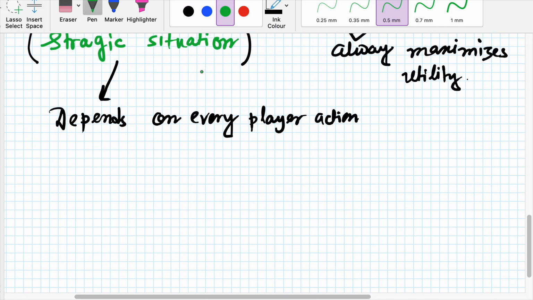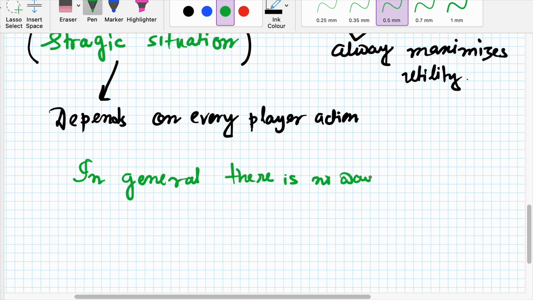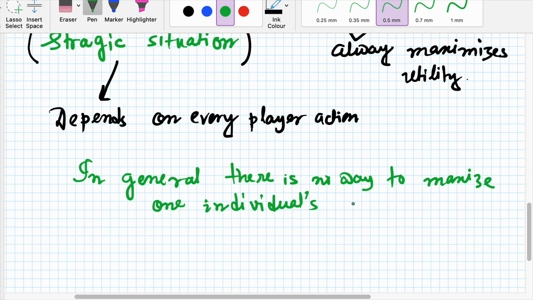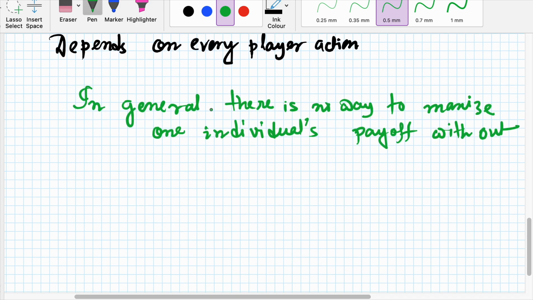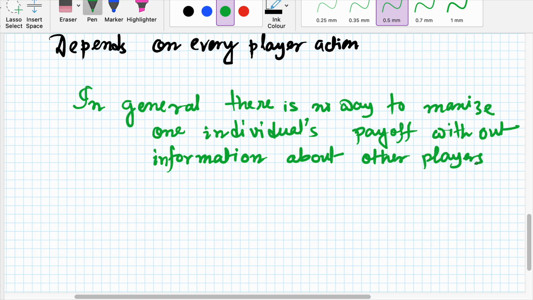So in general there is no way to maximize one individual's payoff without information about the other players' actions. So this is in general true.